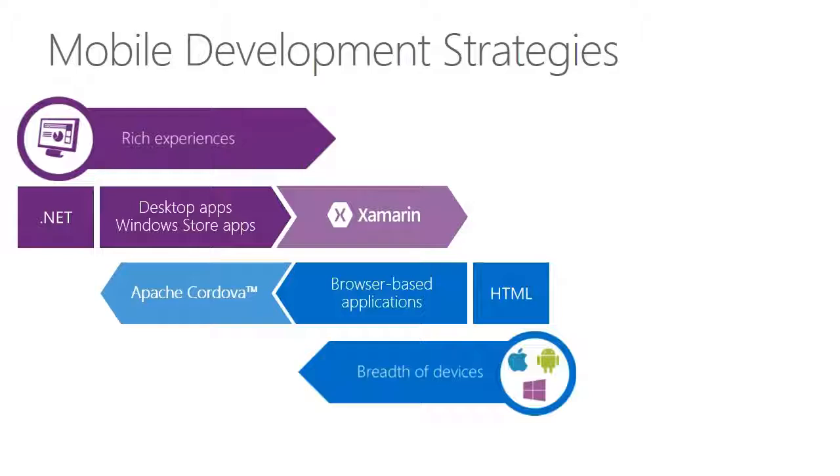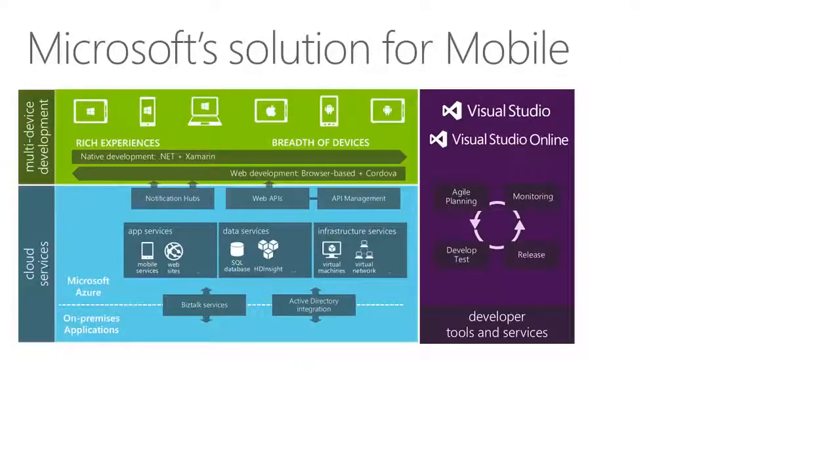With Xamarin, C# developers can share business logic across iOS, Android, and Windows applications. With Apache Cordova, web developers can achieve maximal code reuse by building cross-platform mobile applications using web standards technologies like HTML, CSS, and JavaScript. What I'm talking about today is the development tools to build client applications.